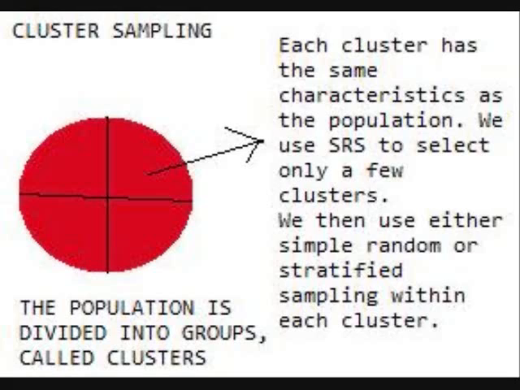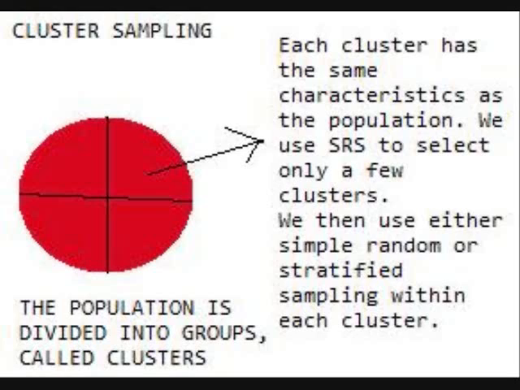An example of cluster sampling, however, is geographical regions, classrooms in a school, and each cluster ideally has the same characteristics as the population. We use a simple random sampling to select only a few clusters, and then we use either simple random or stratified sampling within each cluster. And I decided to repeat that because it's very helpful to repeat information. And that's all it really is.